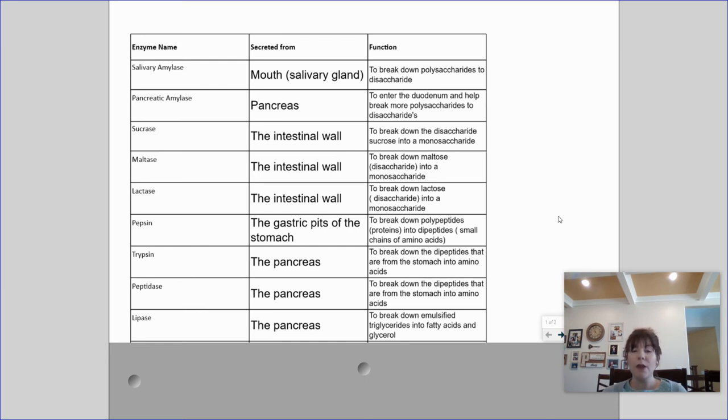Okay. So lipase is the only thing we need for fats, and the only place fats get broken down in our body is in the small intestine. The enzyme comes from the pancreas. All the work is done in the small intestine.